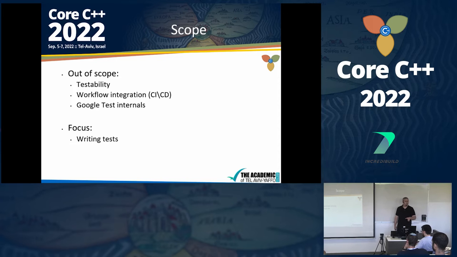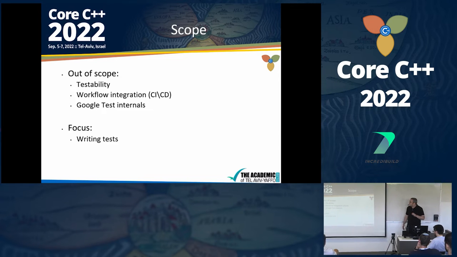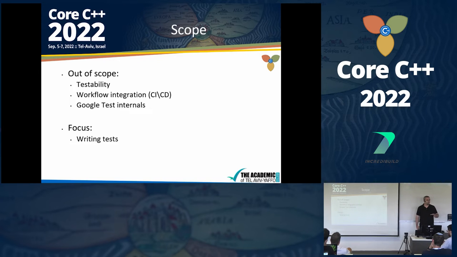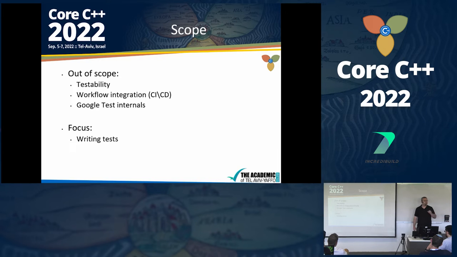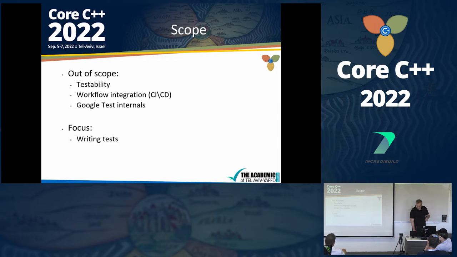So what we're going to talk about and what we're not going to talk about. We're not really going to talk about testability. That means how to design your code so that it will be easy to write tests and which tests you want to write. We're not going to talk a lot about how to combine all these tests into your CI/CD process. And we're not going to dive very deep into the internals of the library, how it does what it does, beyond the things that will naturally rise up as we discuss what the library does. What we are going to focus on is actually using it, actually writing tests.